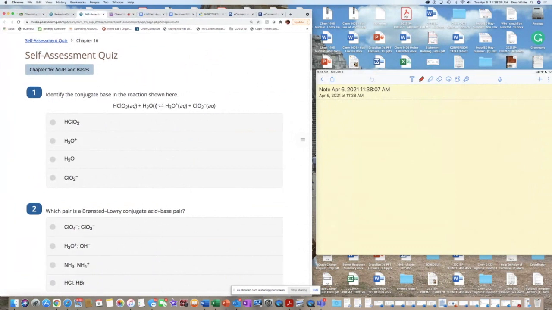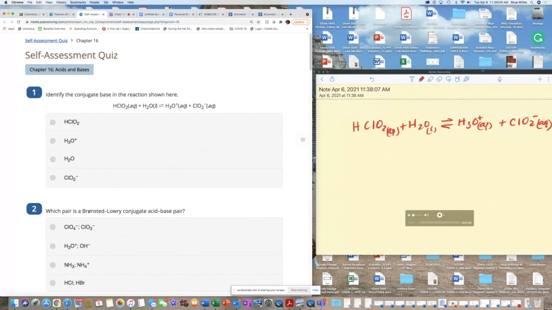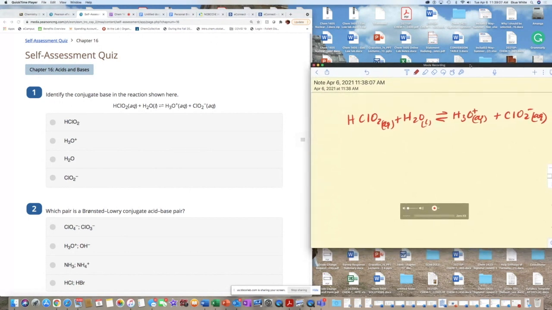So I'm going to write on the right side. This is our equilibrium reaction, right? HClO2 aqueous plus water liquid, and then H3O plus aqueous plus ClO2 minus aqueous. Okay, so here we are told identify the conjugate base in the reaction shown here. So I mentioned this to you before in chapter 16 that the conjugates are all on the right, right? Conjugate base, conjugate acid, they're all on the right because they're a product of a process.